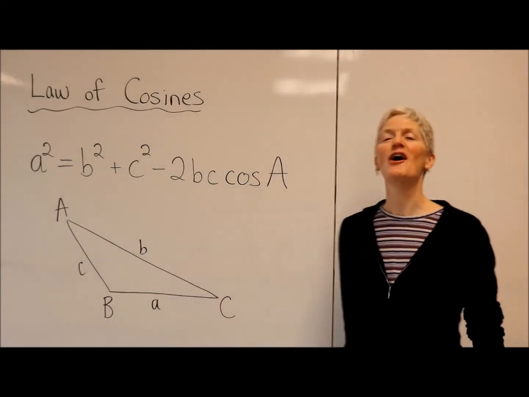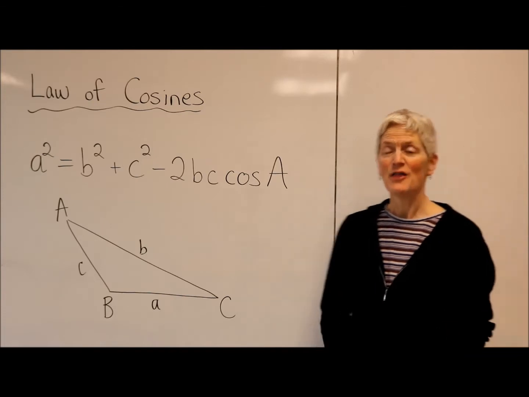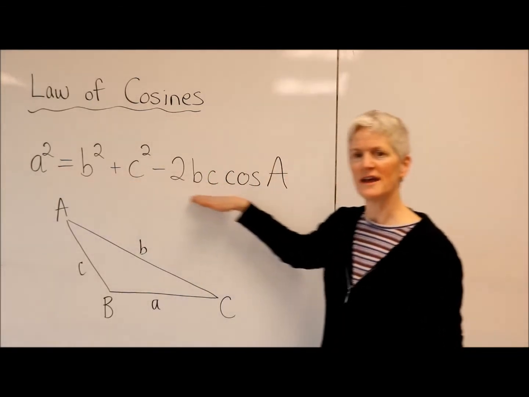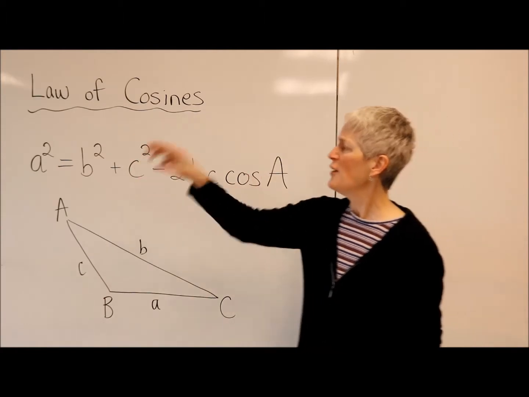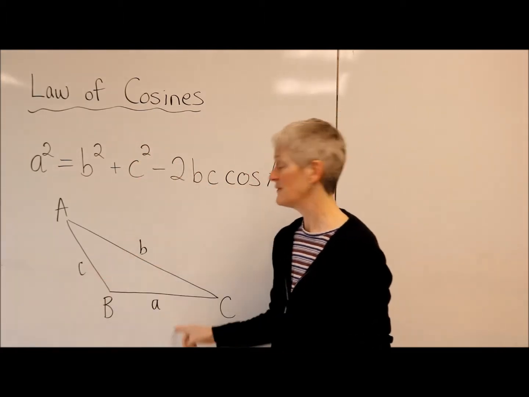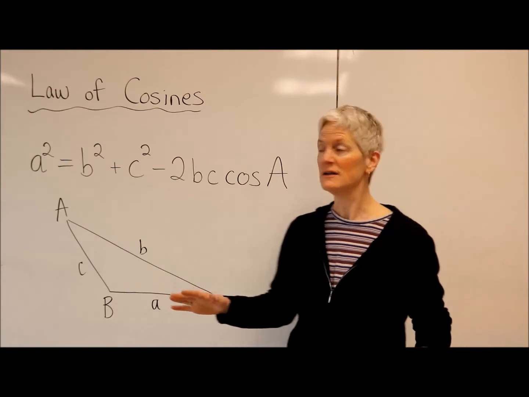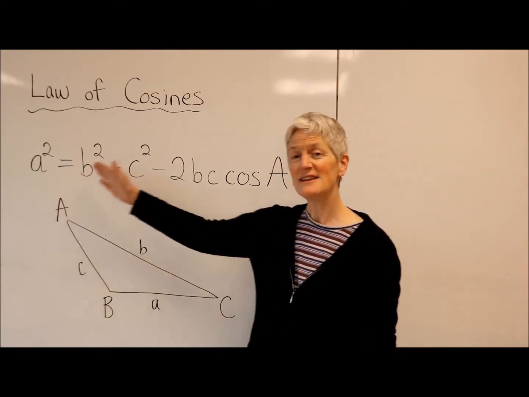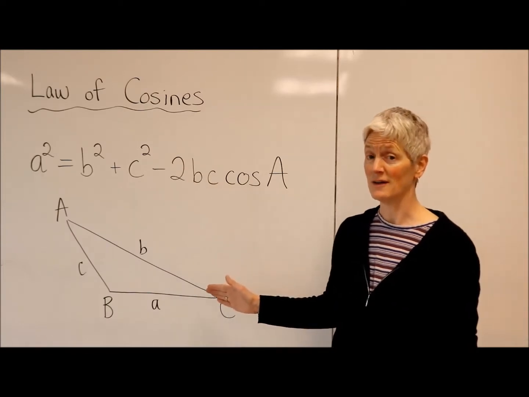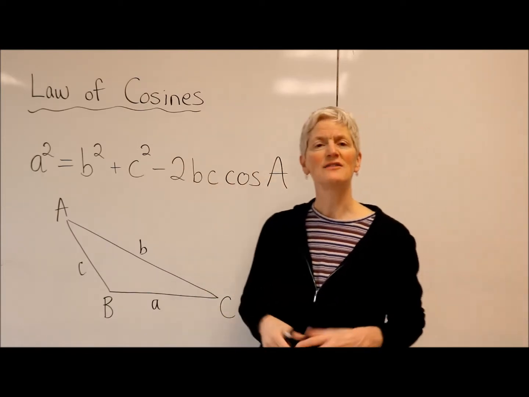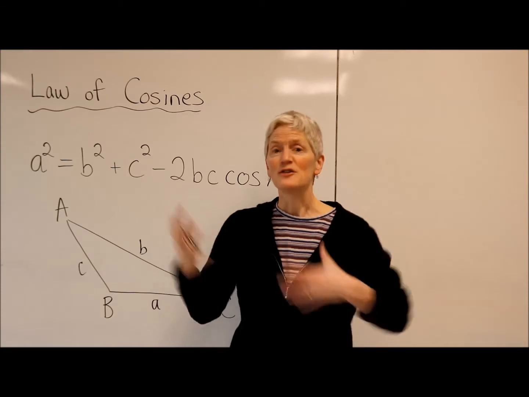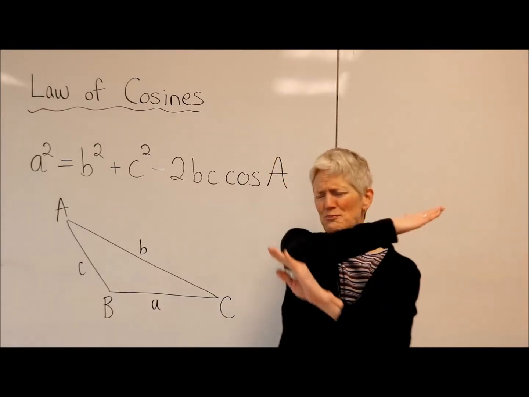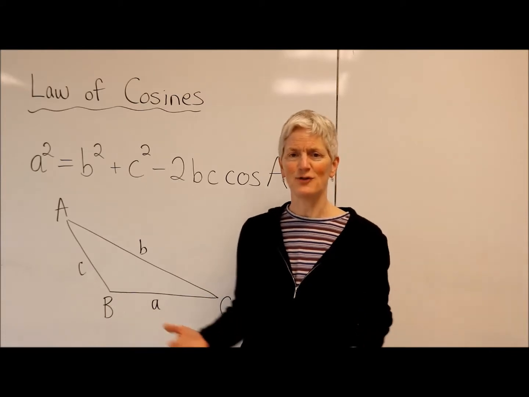Let's talk about the law of cosines. The law of cosines is this fabulous equation that gives us a relationship between three sides of any triangle and one of its angles. Now, if you notice, I did not draw a right triangle. So the law of cosines is one tool that allows us to find relationships in all triangles, not just right triangles. We're busting out of the confines of the right triangles today.